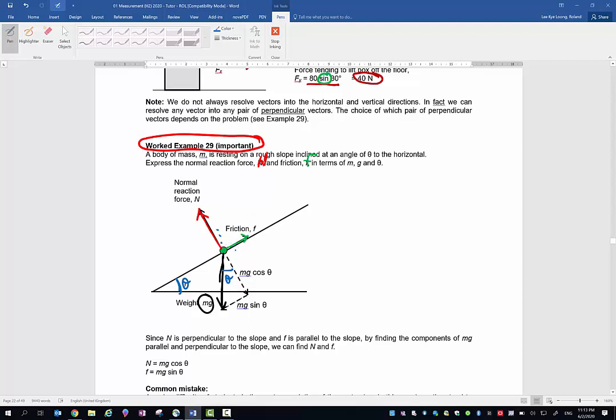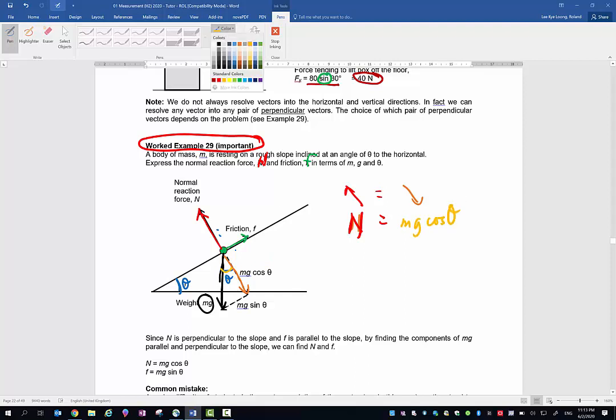So the red arrow must be equal to this one. Otherwise, this object will not be on the slope. The red arrow is the normal direction. Let's call it red. And the gold one is actually this component of the weight. Can you see the theta is there? Since the theta is there, it's cosine. So it's mg cos theta.